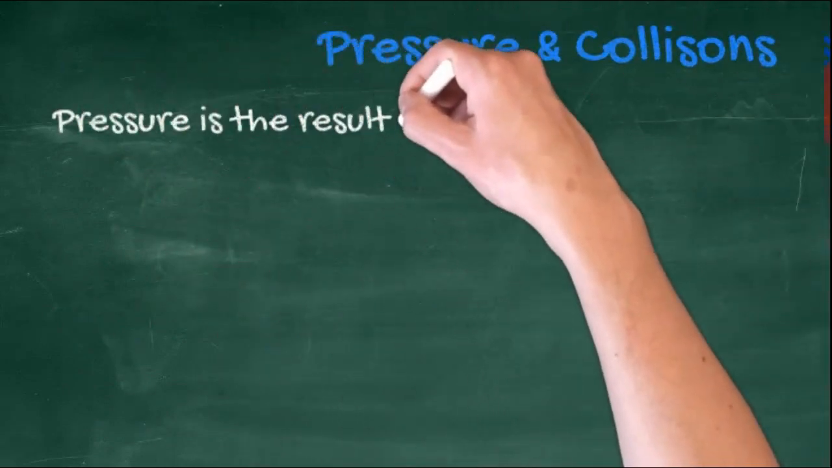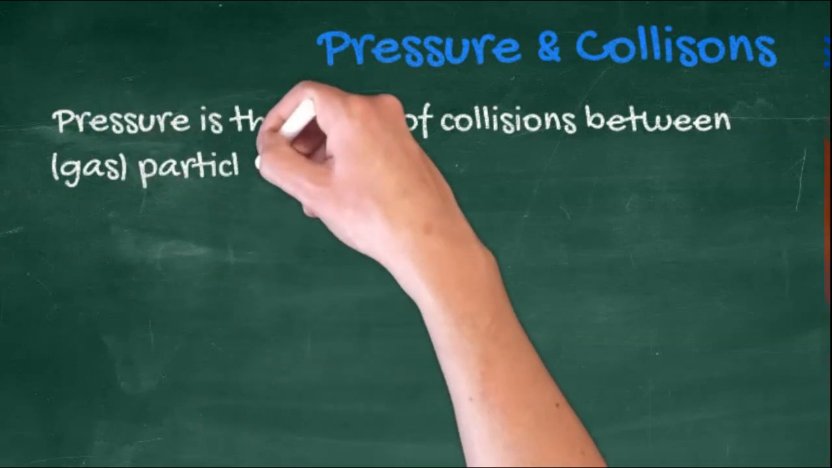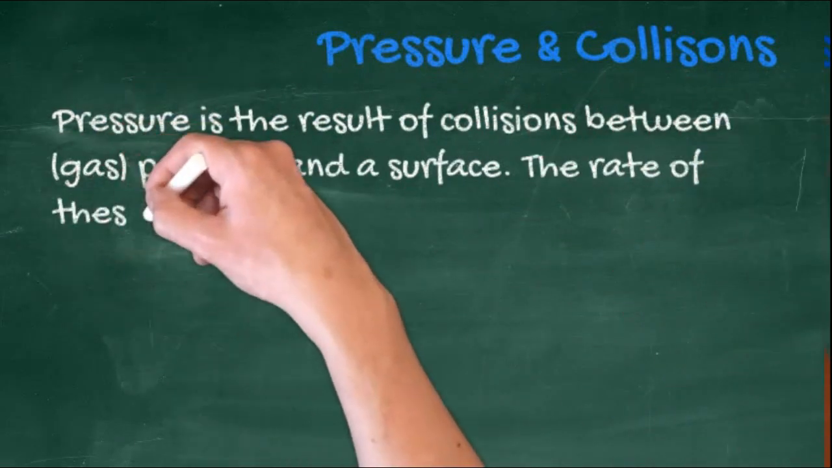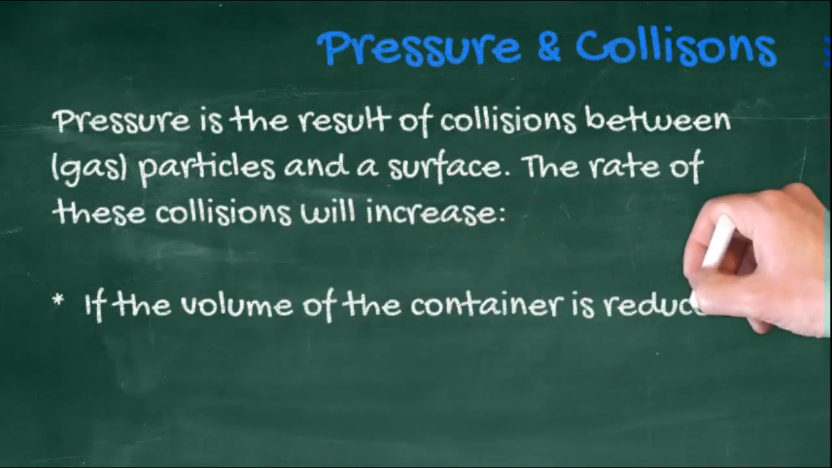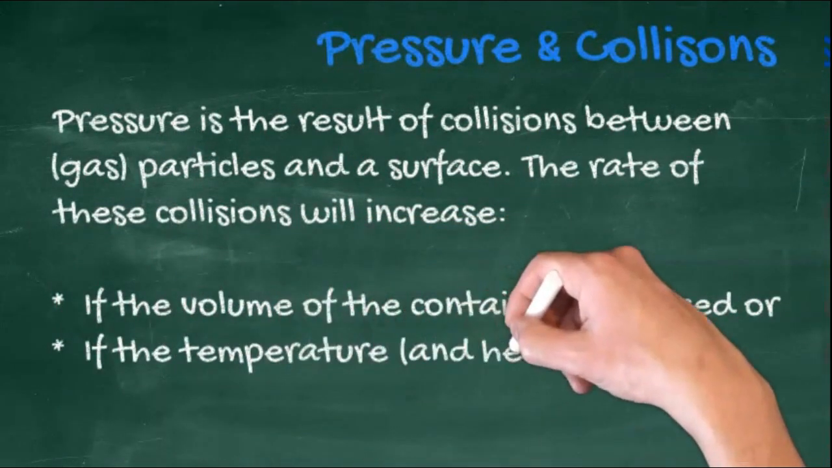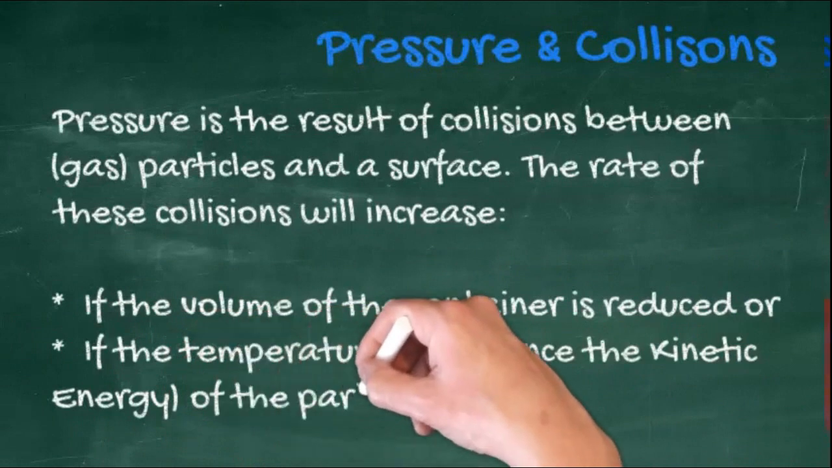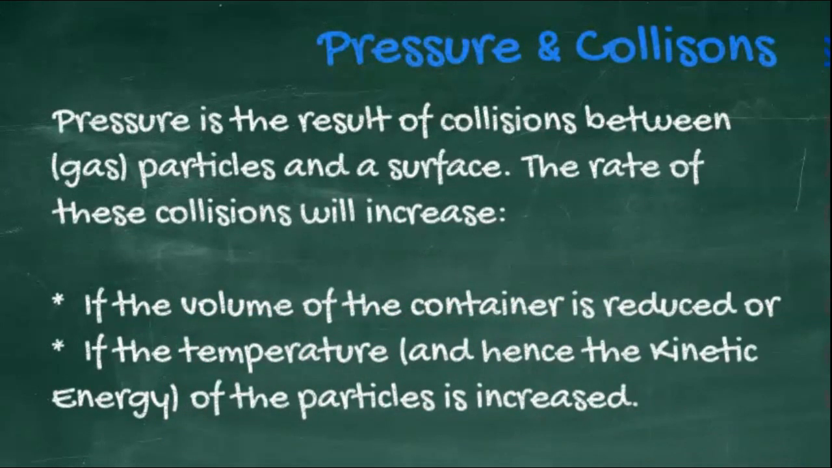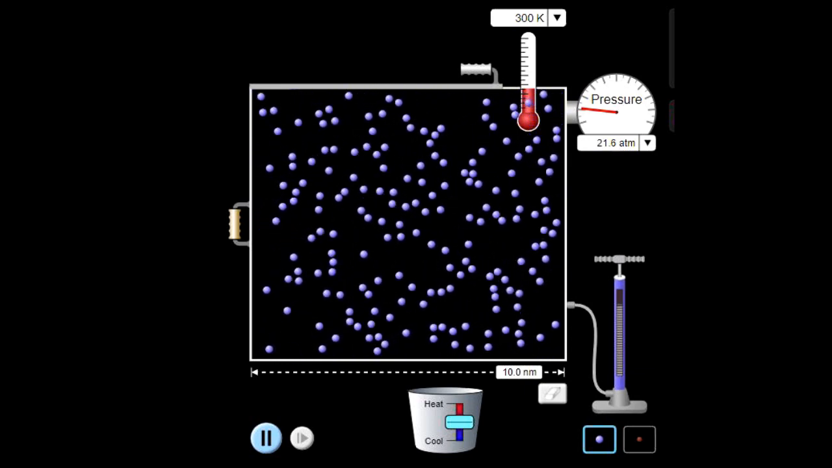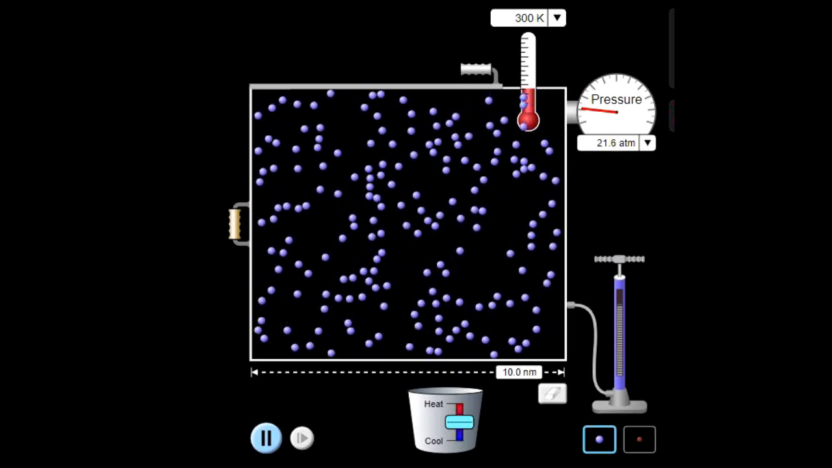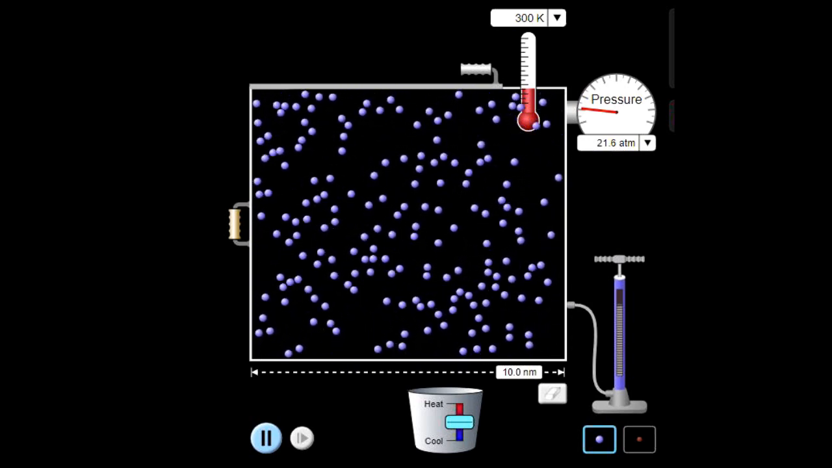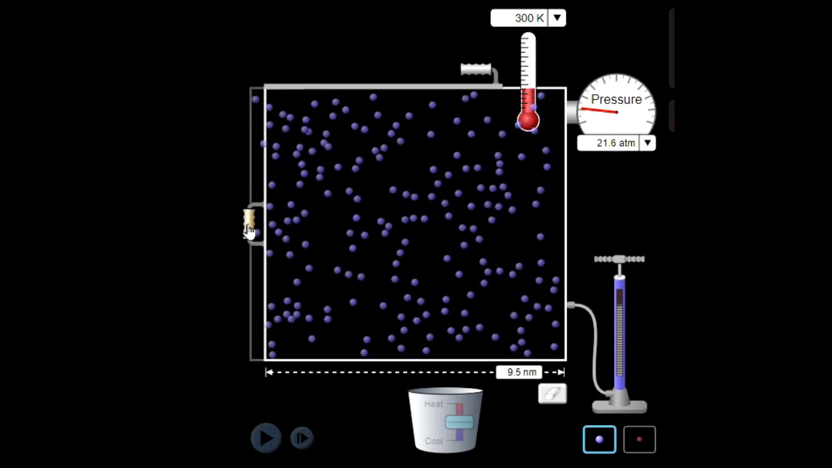As we've said, pressure is the result of collisions between gas particles and the surface. The rate of these collisions will increase if the volume of the container is reduced, or if the temperature and hence the kinetic energy of the particles is increased. The model shows that if you halve the volume, you effectively double the pressure. There are twice as many collisions with the outside.